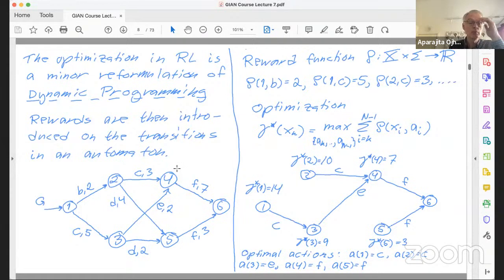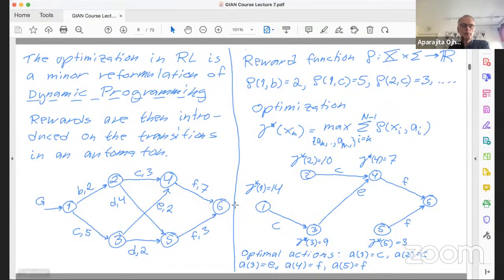So here we now assume that from the beginning we only have an automaton. And then we introduce rewards for the different transitions. So for instance, here from state 1, taking the action B, I assume I get a reward 2 to get to state 2. And from state 1 to go to state 3, I get a reward 5. And that's what's repeated up here. So you see that this automaton has now been complemented with rewards, local rewards, immediate rewards, they are also called.